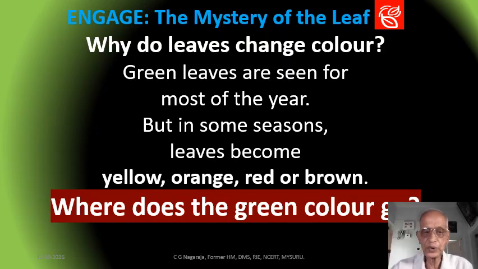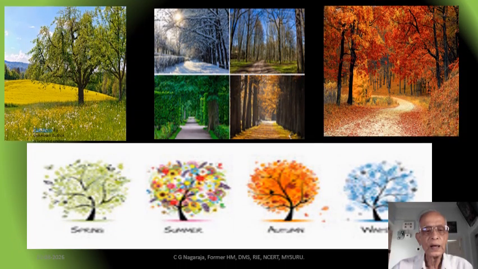Let's ask a simple question. Why do leaves change color? Green leaves are seen for most of the year, but in some seasons, leaves become yellow, orange, red, brown, or tan. Where does the green color go? Images shown here are taken from temperate regions where you can clearly see different coloration in the plants. What a wonderful nature it is, isn't it?